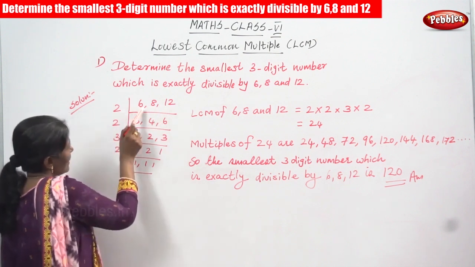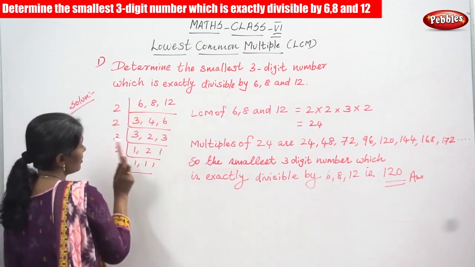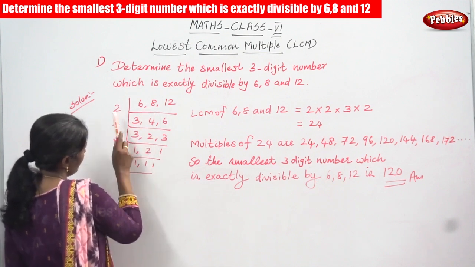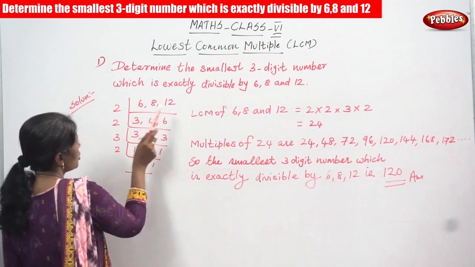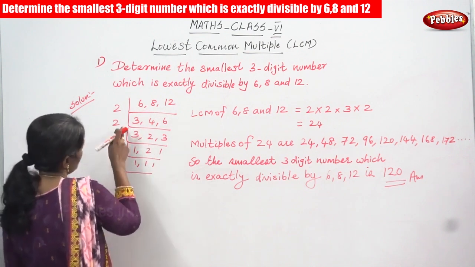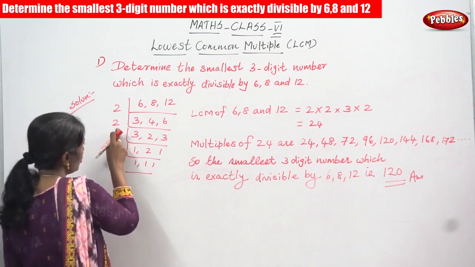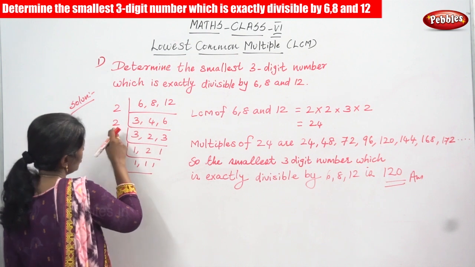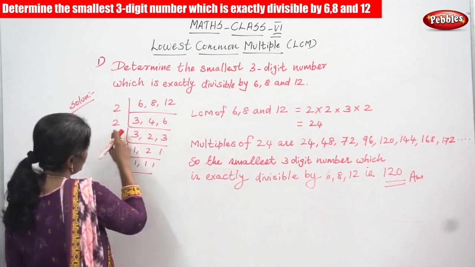These 3 numbers are going to be divided by 2. 6 divided by 2 gives 3, 8 divided by 2 gives 4, and 12 divided by 2 gives 6. Again we take 2: 3 is not divisible by 2, so we write 3 as it is. 4 divided by 2 gives 2, and 6 divided by 2 gives 3.